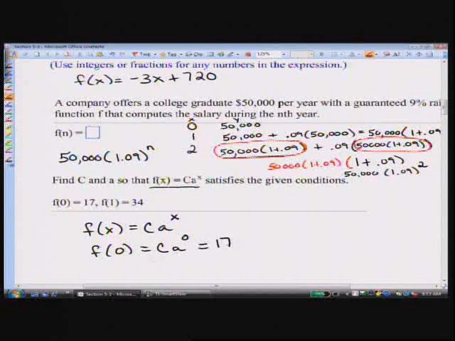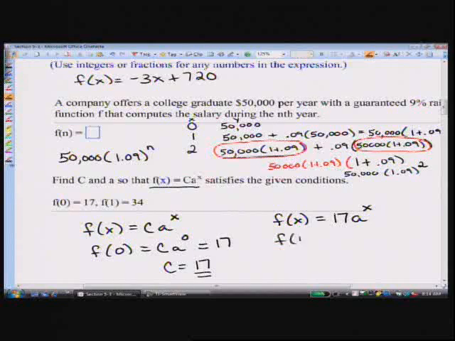Now you can actually solve this, because anything to the 0 power is 1, except for 0, but we're not going to do that in this class. So C will be equal to 17. So you know what C is. All right, now f at 1 is 34, so let's see if we can use that information. Still using this same formula again, except we know now what C is, right? So we'll plug C in, and then a to the x. Now we'll use the other information. f at 1 is equal to the C that we figured out, 17, times a to the first power. And that is equal to 34.